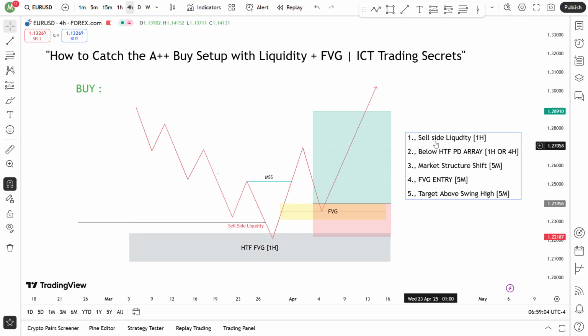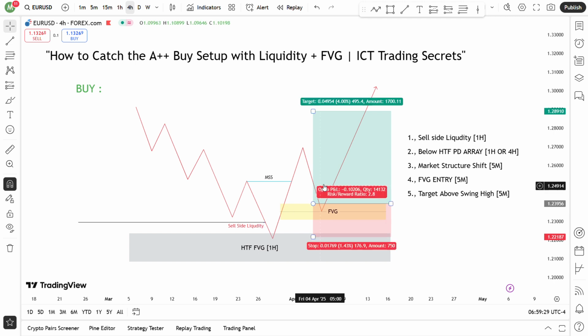Here are the rules. First one, sell side liquidity. For a buy, we need to have a sell side liquidity. So we consider this. After that, below it, a higher time PD array, which is like a fair value gap or order block in 1 hour or 4 hour. You can wait for liquidities. For sessions, we can use Asian session low, New York session low, London session low, like that. You can trade in this strategy.